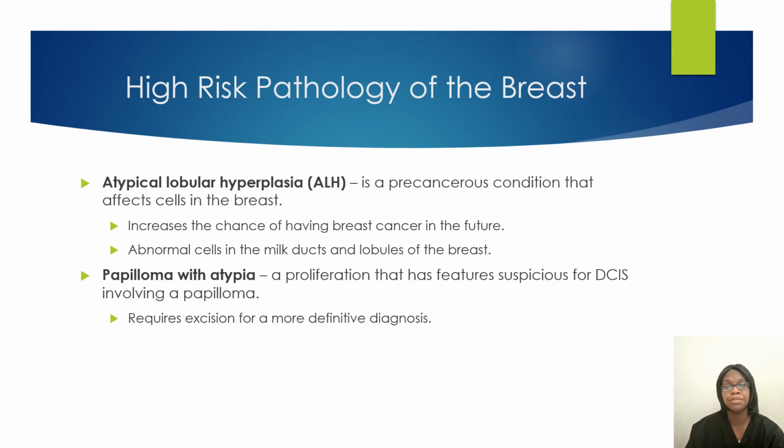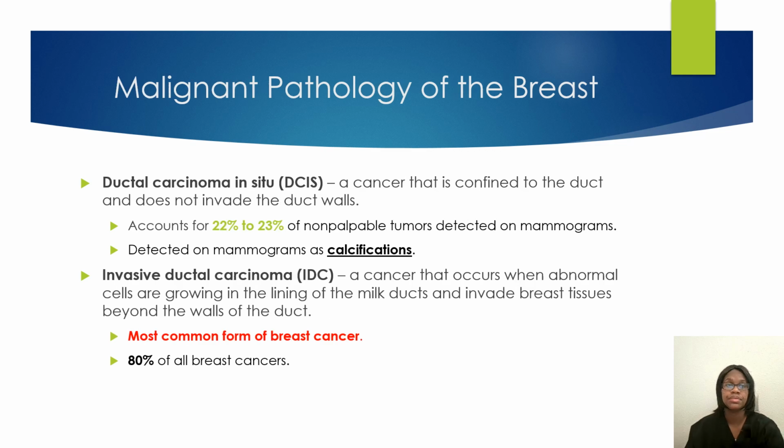Atypical lobular hyperplasia is a precancerous condition that affects cells in the breast. It does increase the chance of having breast cancer in the future. Papilloma with atypia. This requires excision for a more concrete evidence or diagnosis. The proliferation that has the features suspicious for DCIS is with a papilloma.